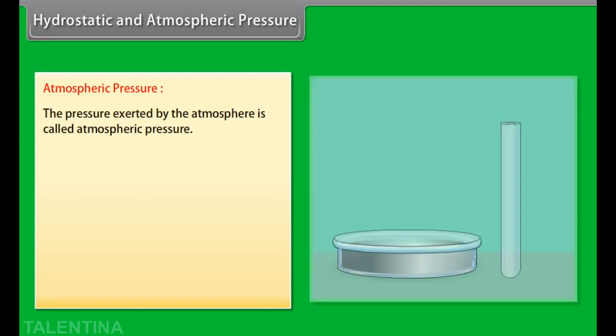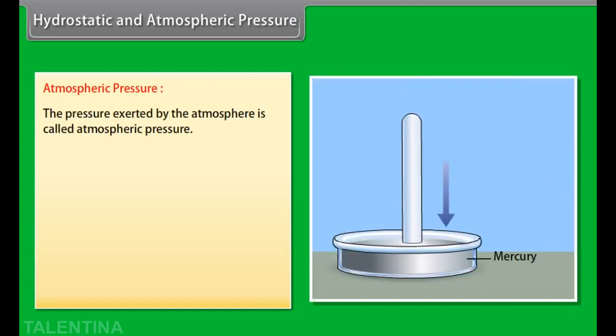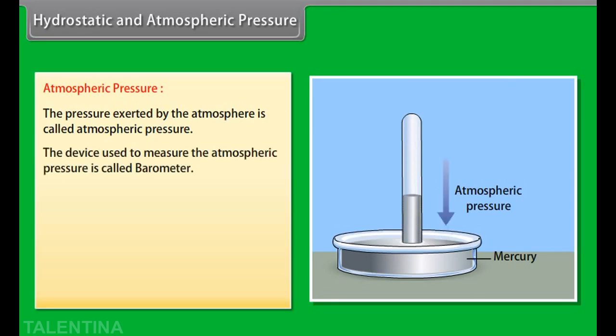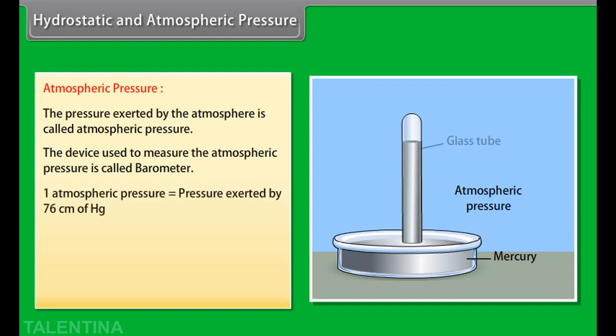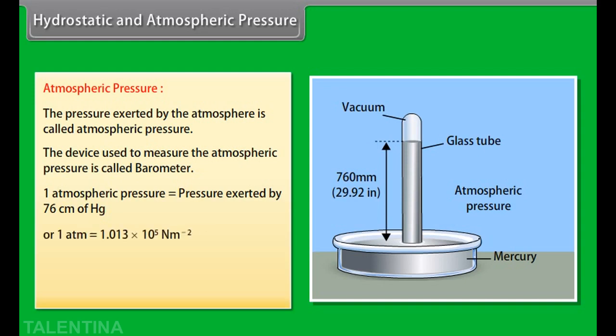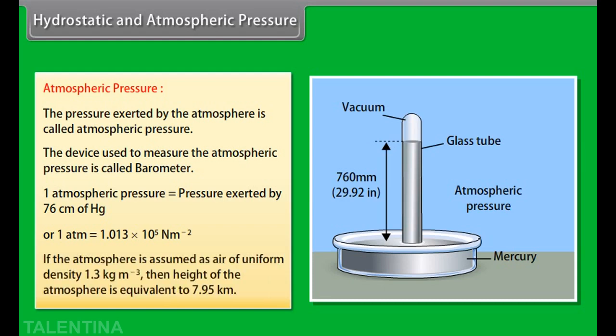Atmospheric pressure. The pressure exerted by the atmosphere is called atmospheric pressure. The device used to measure atmospheric pressure is called a barometer. One atmospheric pressure is equal to the pressure exerted by 76 centimeters of mercury, or 1 atm = 1.013 × 10^5 newton per square meter. If the atmosphere is assumed as air of uniform density 1.3 kilogram per cubic meter, then the height of the atmosphere is equivalent to 7.95 kilometers.